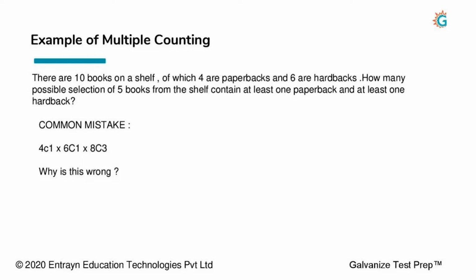Right. Now, those two are fixed. Since the question says at least one hardback, at least one paperback, the remaining could be a paperback, could be a hardback, right? More than one hardback could be there, more than one paperback could be there. So the next step, they would multiply it with the remaining 3 chosen from the remaining 8. 2 books are already taken. So out of 10 books, 2 taken. So remaining is 8. We need 5 books to be chosen. So you need to choose the remaining 3 books from the remaining 8 books. That is done in 8C3 ways.